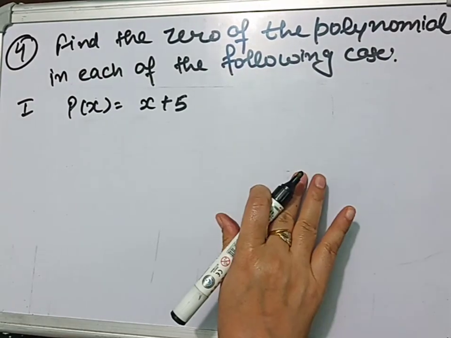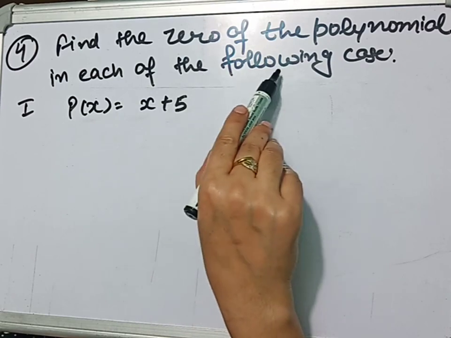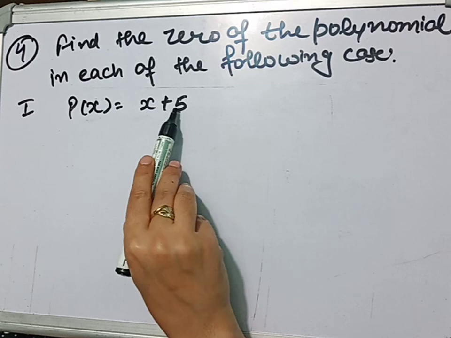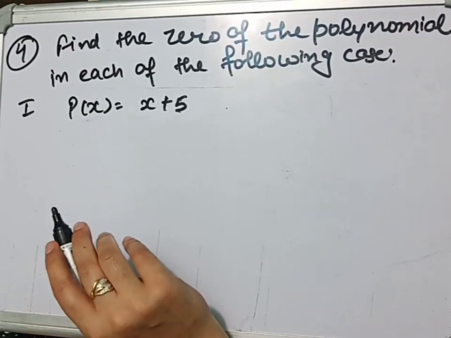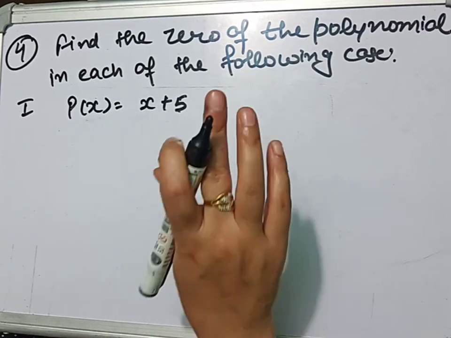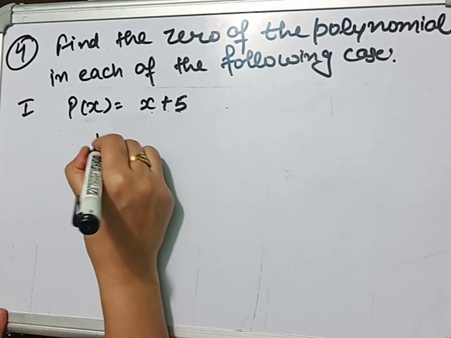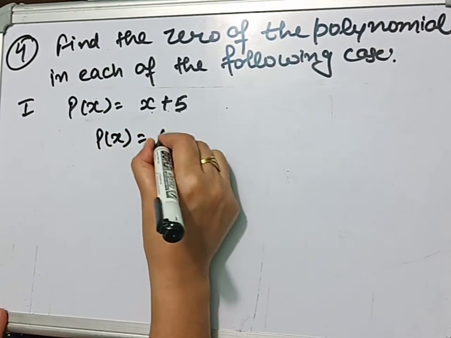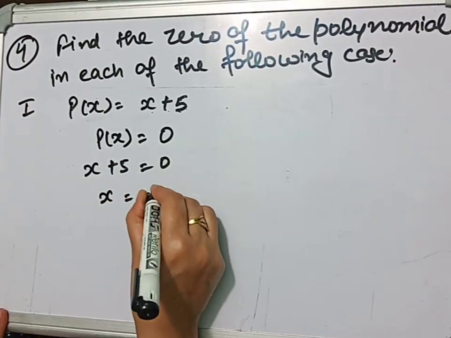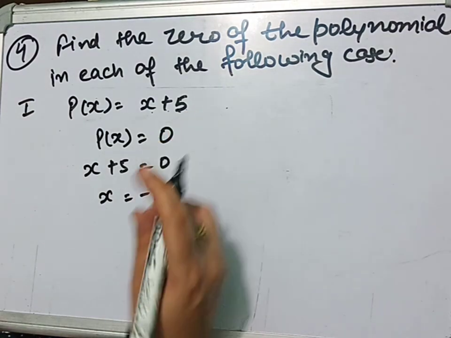Third question is completed. Now fourth question is find the 0 of the polynomial in each of the following cases. First part is p(x) is equal to x plus 5. Now here no value of x is given to you. We have to find the value of x by keeping p(x) is equal to 0. When we have to find the 0 of the polynomial, always put the value of the polynomial equal to 0. Now x plus 5 is equal to 0 and x is equal to minus 5. Now x is equal to minus 5 is 0 of the given polynomial.